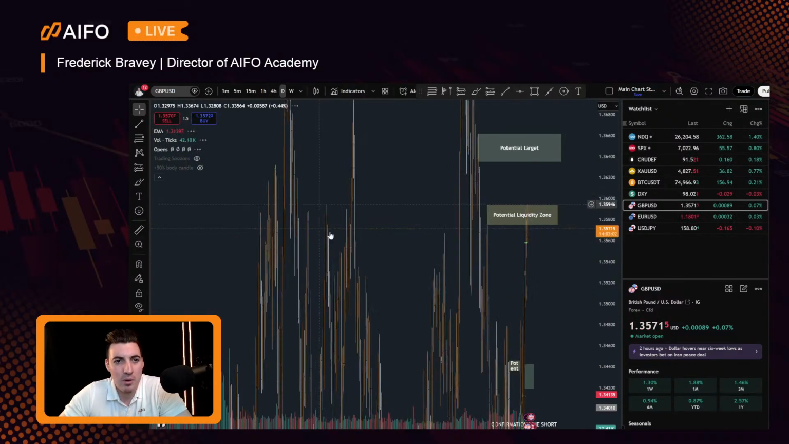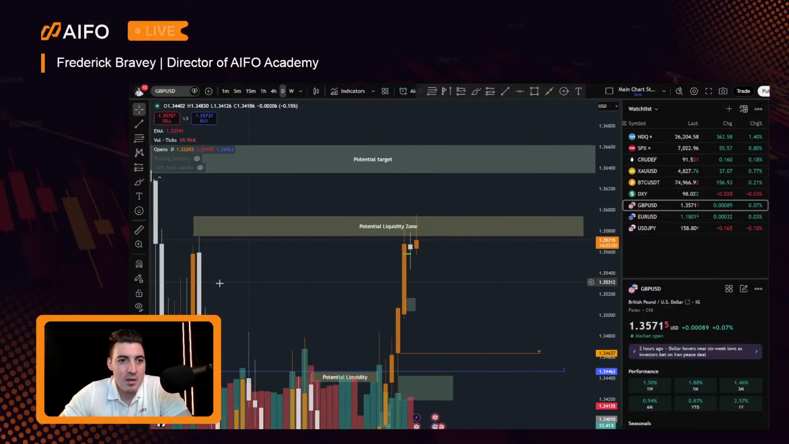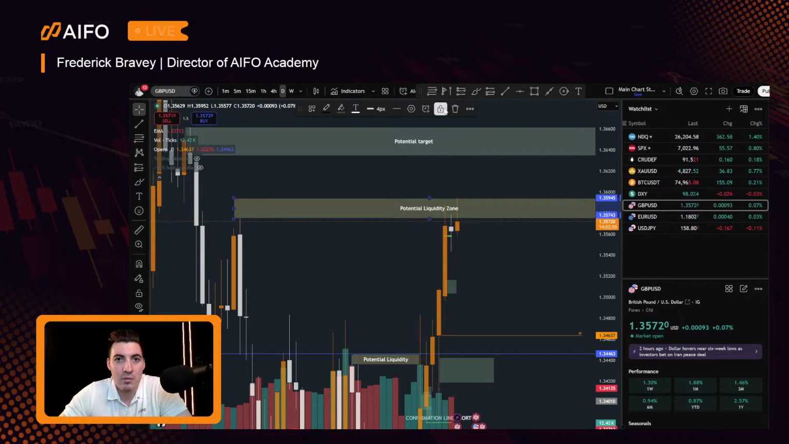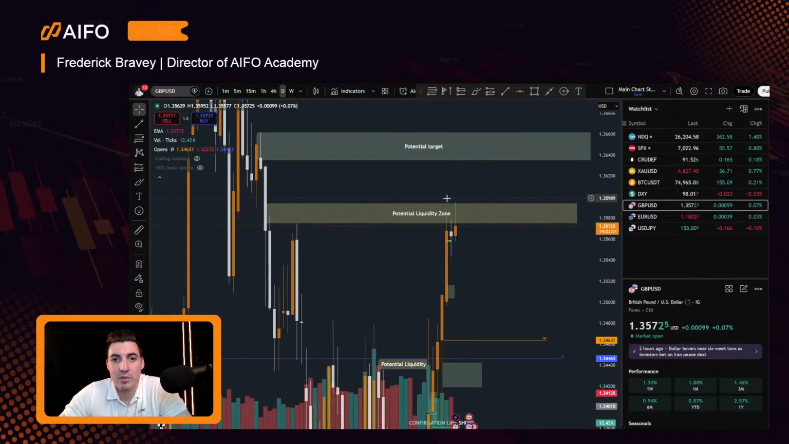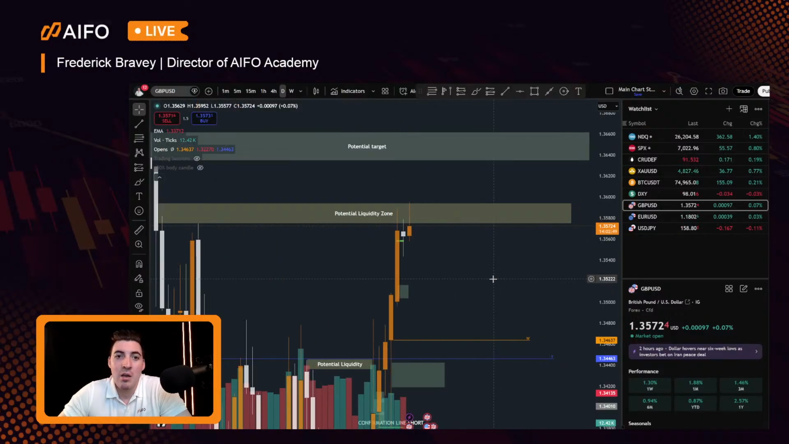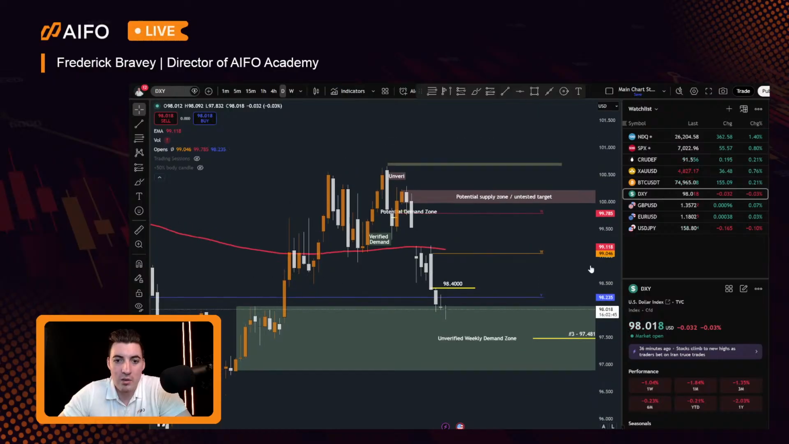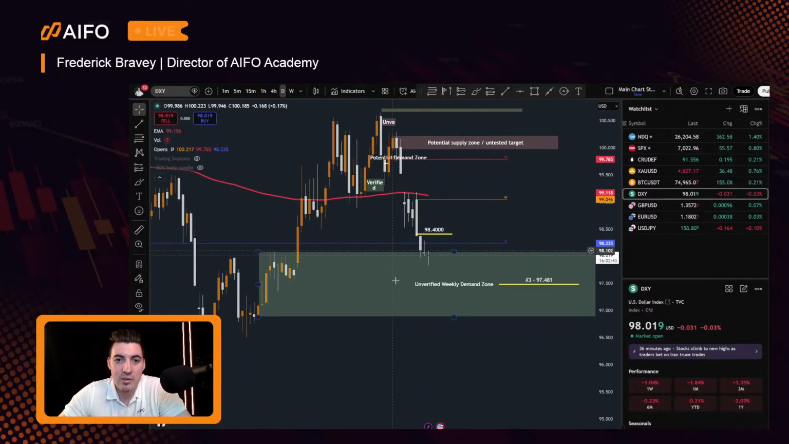I think this was also on the daily. Yes, this was also a daily liquidity zone as well. I've locked this box. And we're already beginning to see a bit of a reaction here. The issue is if we head over to the DXY, we are seeing that yes, the price has entered an unverified weekly demand zone, and this is likely going to indicate the price wants to reverse back into the upside.